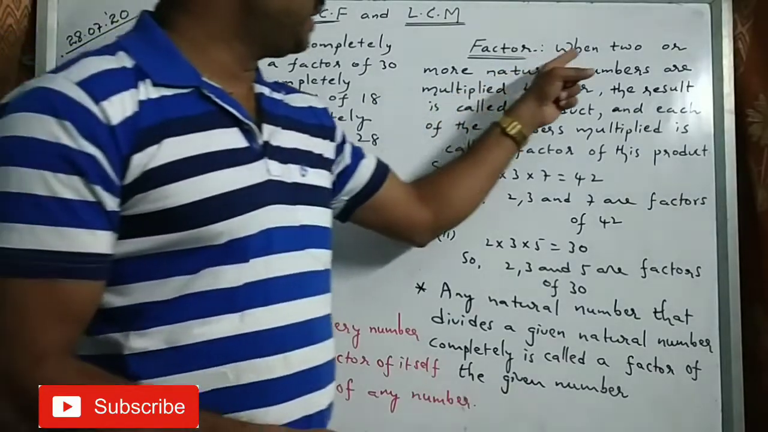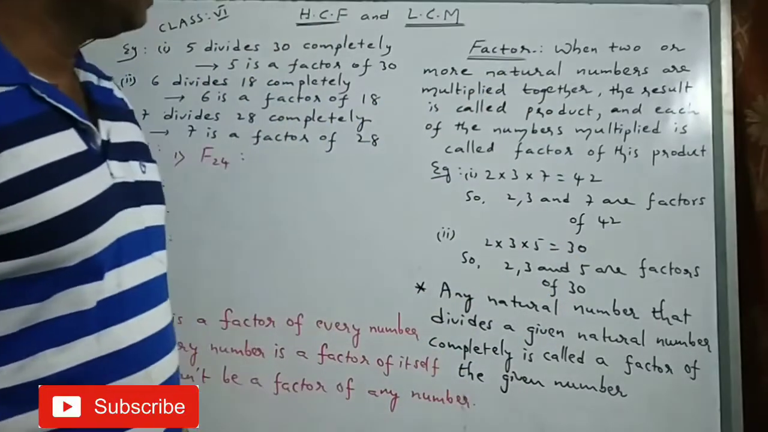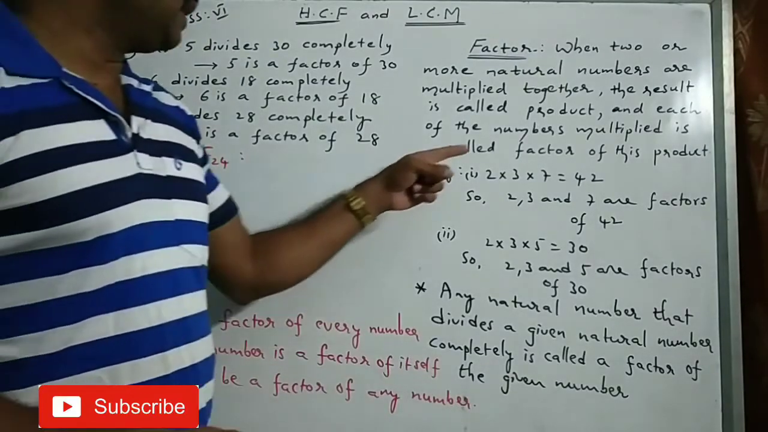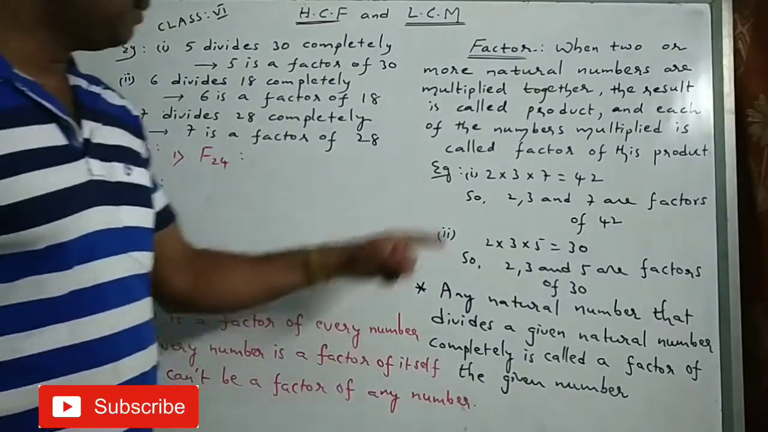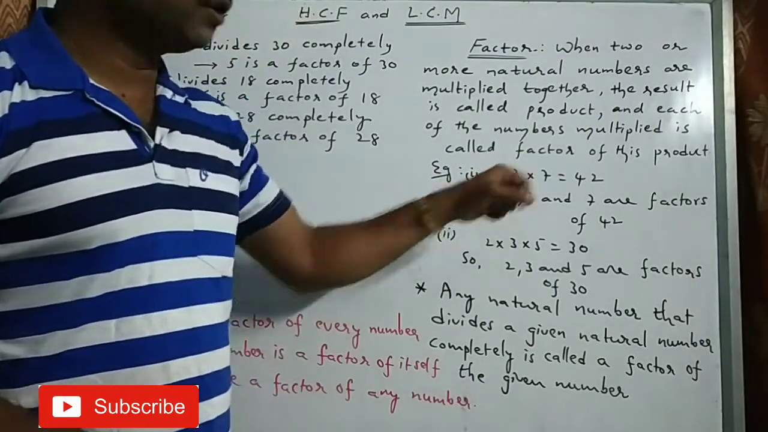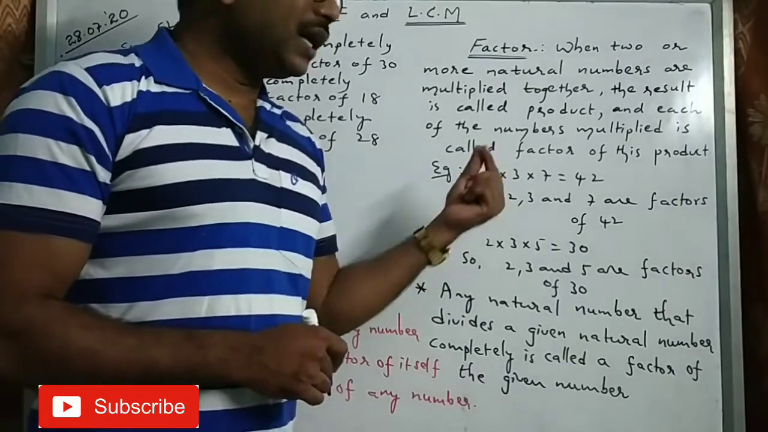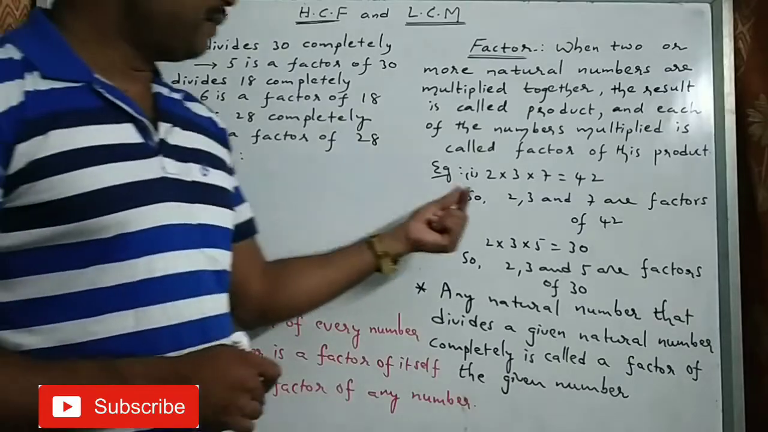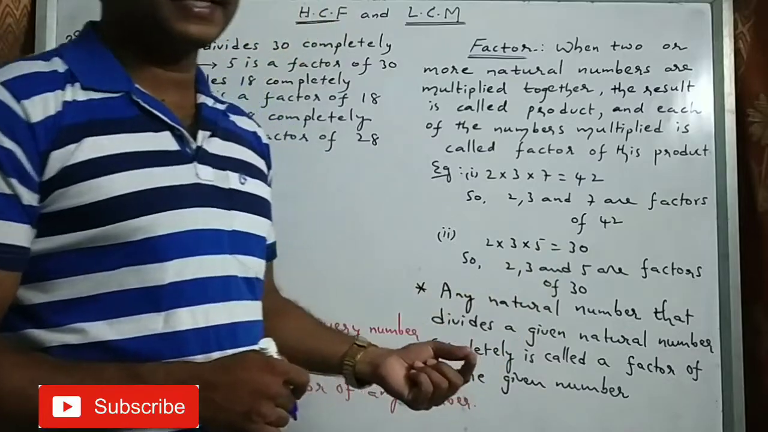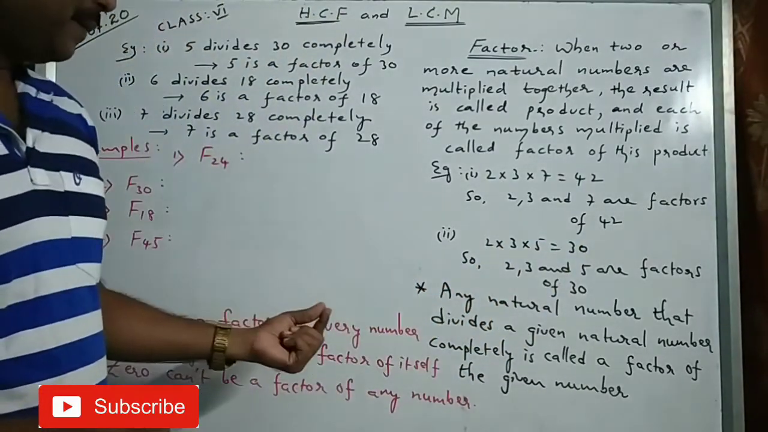Clear? When two or more natural numbers are multiplied together, the result is called product, and each of the numbers multiplied is called factor of this product. 2 into 3 into 7, we got 42. So 42 is the product, and 2, 3, 7 are factors of 42. Similarly, 2 3s are 6, 6 5s are 30. 2, 3 and 5 are called factors of 30.